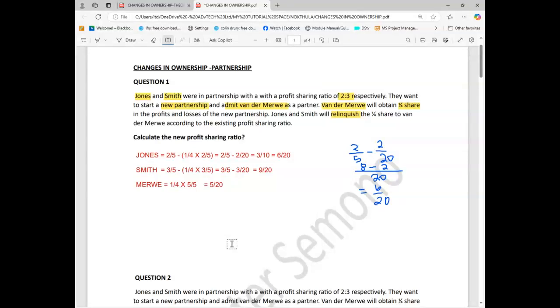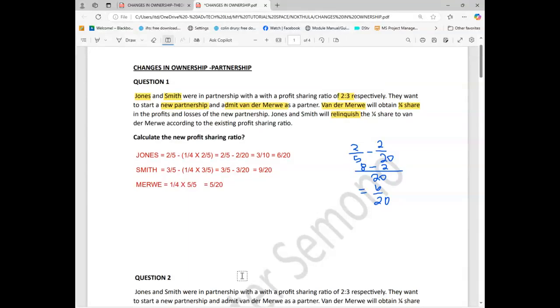What does your calculator give you? Just give me your calculator. 5 times 5. It's giving me 25. No, not 5 times 5. 5 times 4. Just put it on your calculator. Just say 1 over 4 times 5 over 5, please. What do you get on your calculator?